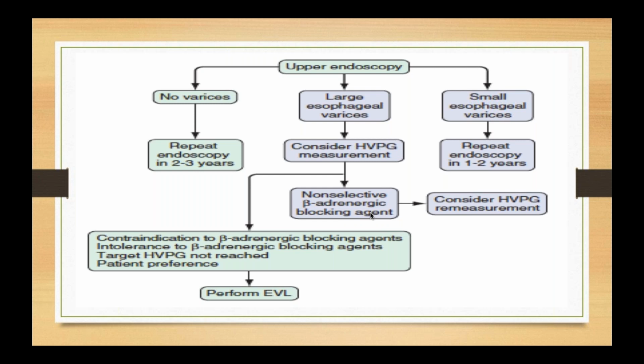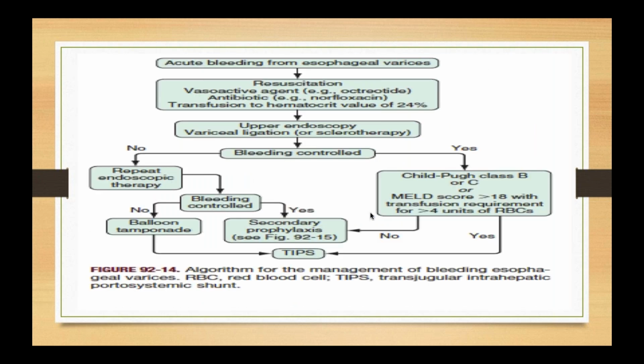If the patient is contraindicated to take carvedilol or beta blocker, then you can perform the variceal band ligation also. For small esophageal varices, you can repeat the endoscopy in 1 to 2 years. If the patient has bled from the esophageal varices, first, as I told you, you should resuscitate. Give agents to decrease the portal pressure like octreotide, somatostatin, terlipressin.